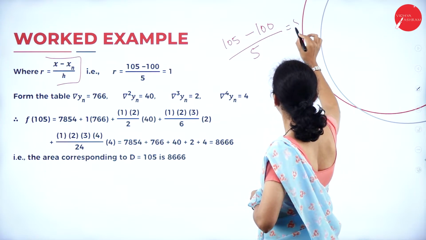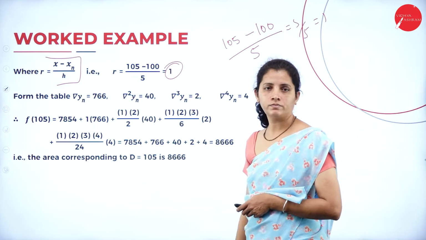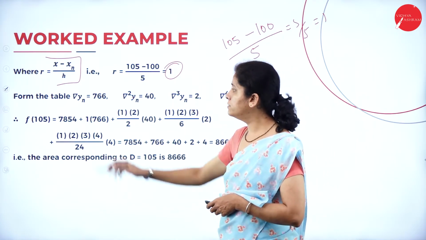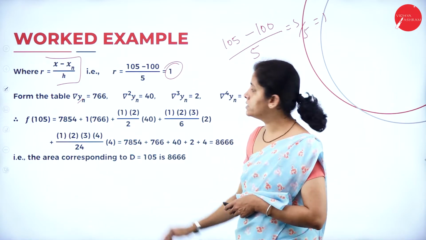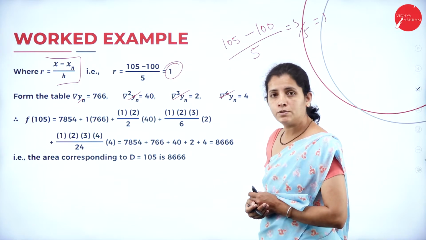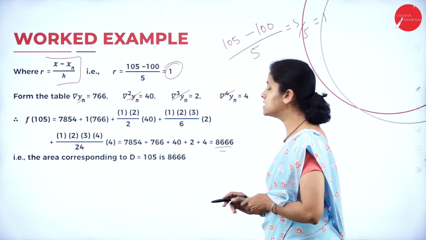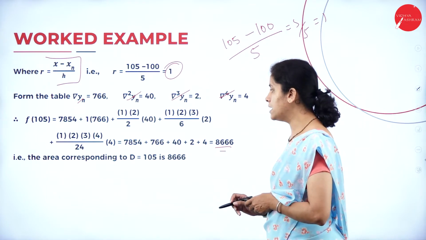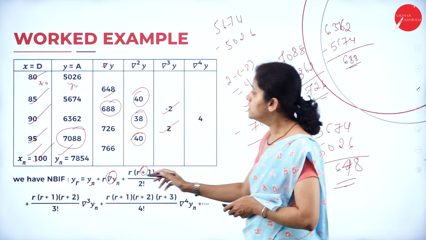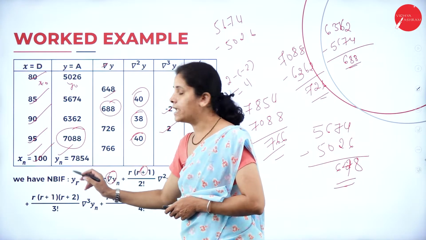Okay, so 5 by 5, it is 1. I got 1. Now what I will do, from the table I got the values. Okay, now I'm going to substitute the values. After substituting the values, I'm going to get the answer 8666. In the sense, if D equal to 105, what is my area?